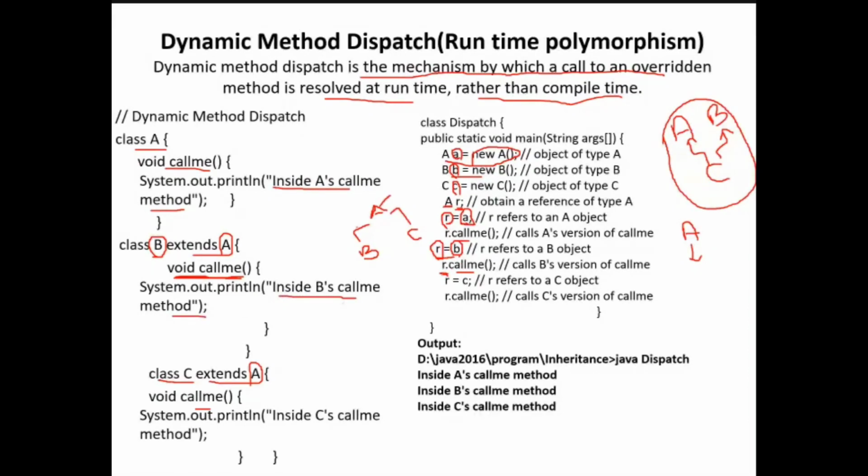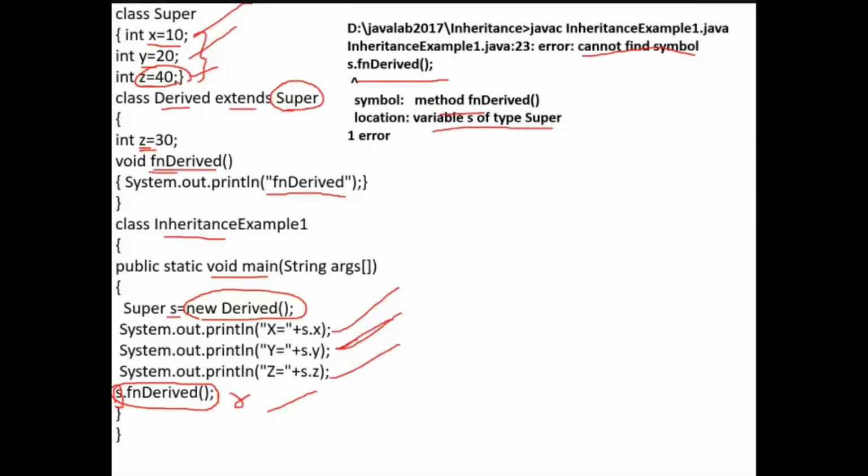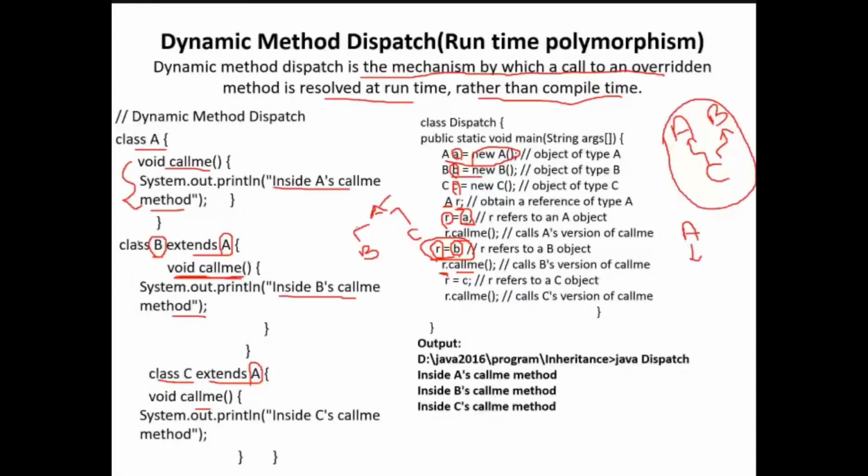Now, if this function is not there in class A, then the statement will show an error. In the previous example, we have seen this, no? Do you remember that one? If the call me method was not there in class A, then I cannot call R dot call me; I will get an error. In the derived class I have a function derived method, but in the base class I don't have it. If I try to call s dot function derived, I will get an error message. But in class A I have the call me method, so I can call it by using R dot call me. Understood?